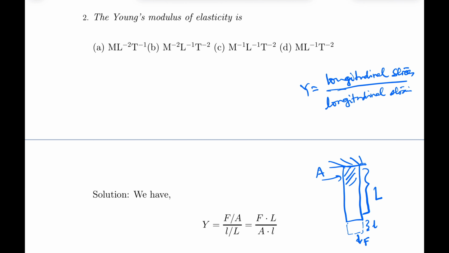So this is stress upon strain, or longitudinal stress upon longitudinal strain. The force is F, the area of cross section is A, so this is the longitudinal stress. The longitudinal strain is the change in length by original length. So this is F upon A upon small l upon capital L. So this is what we have written here. This gives you the value of Y as F dot capital L upon A dot small l.